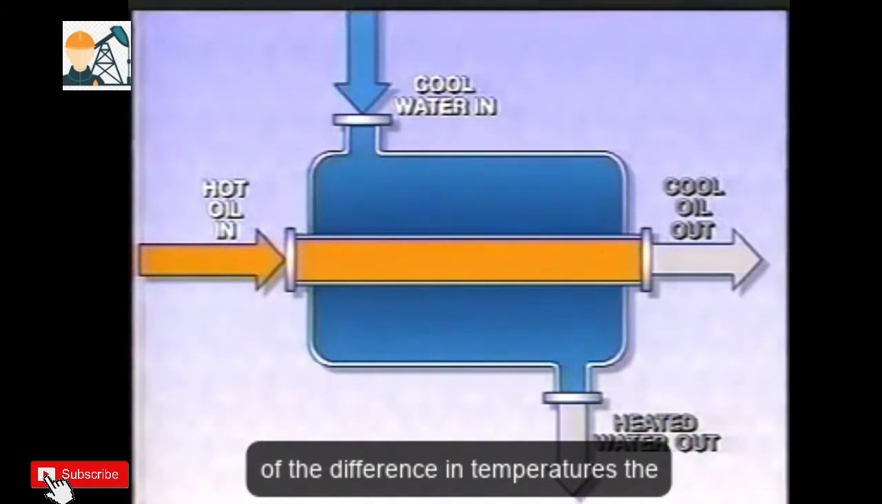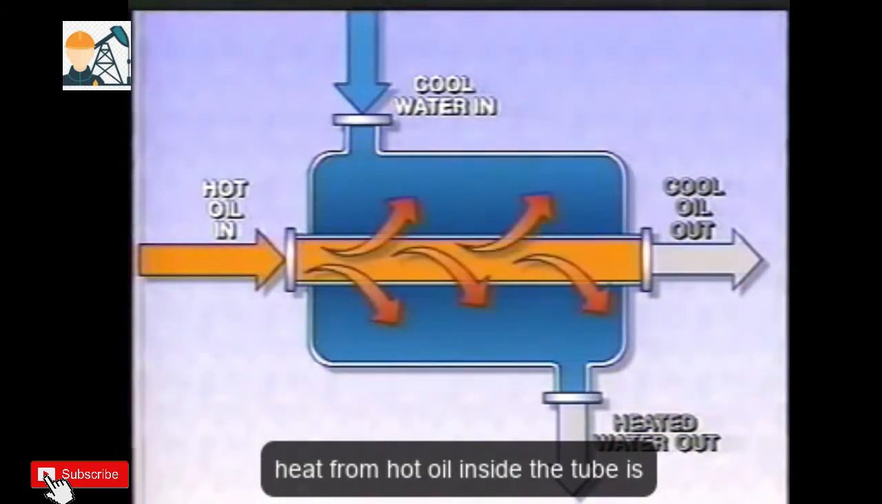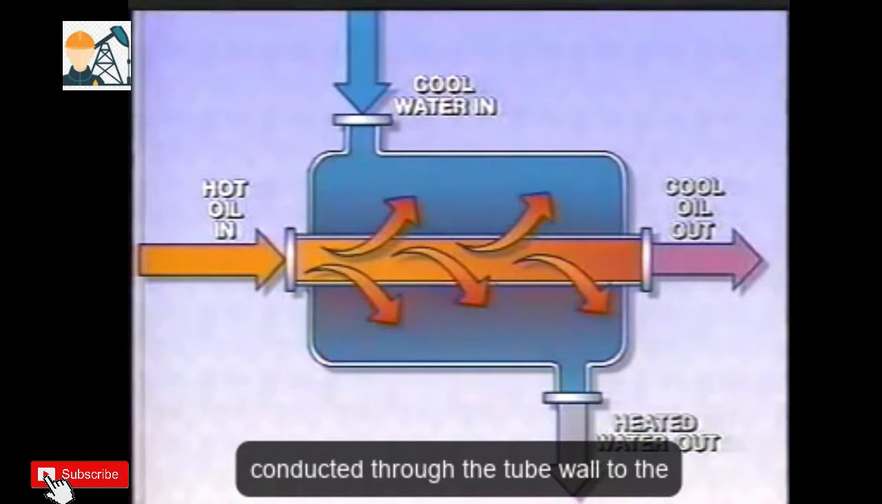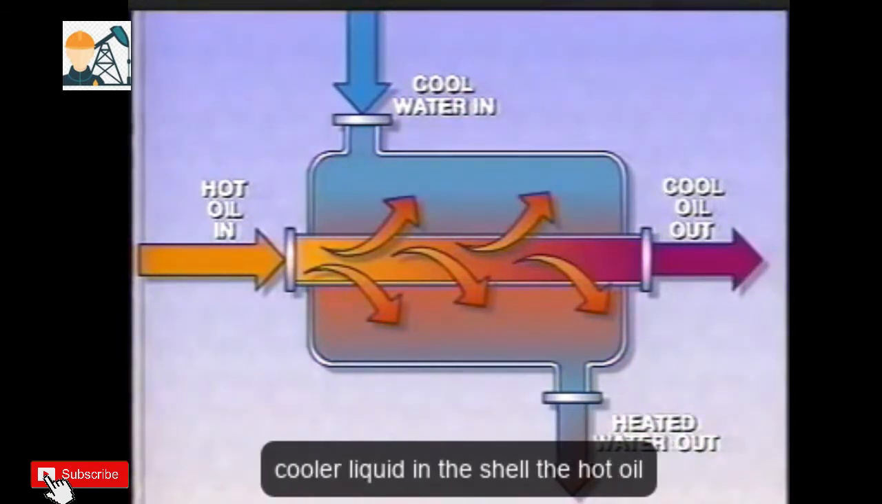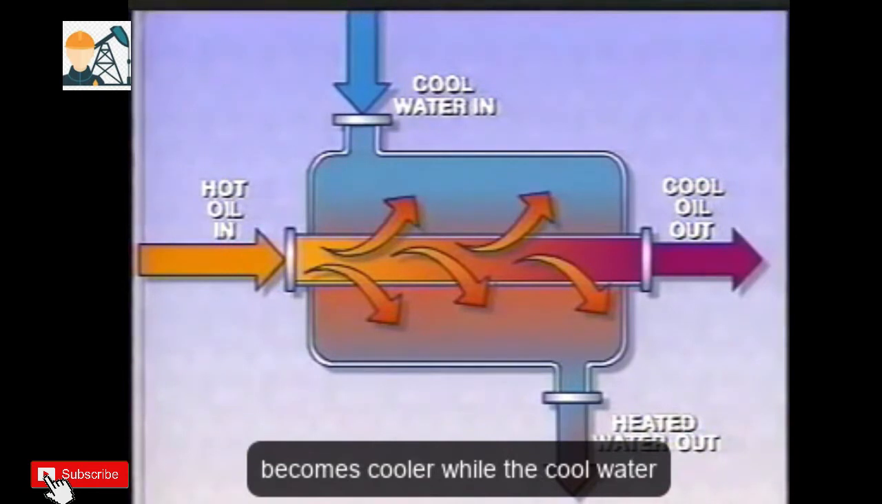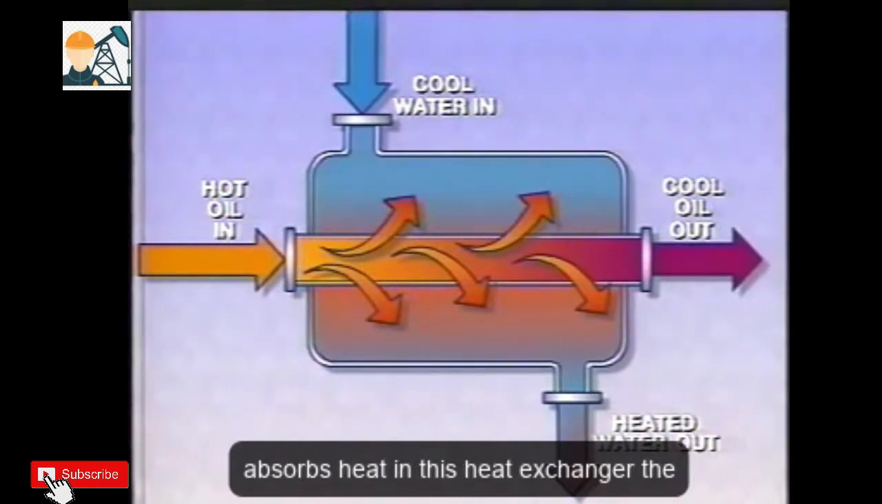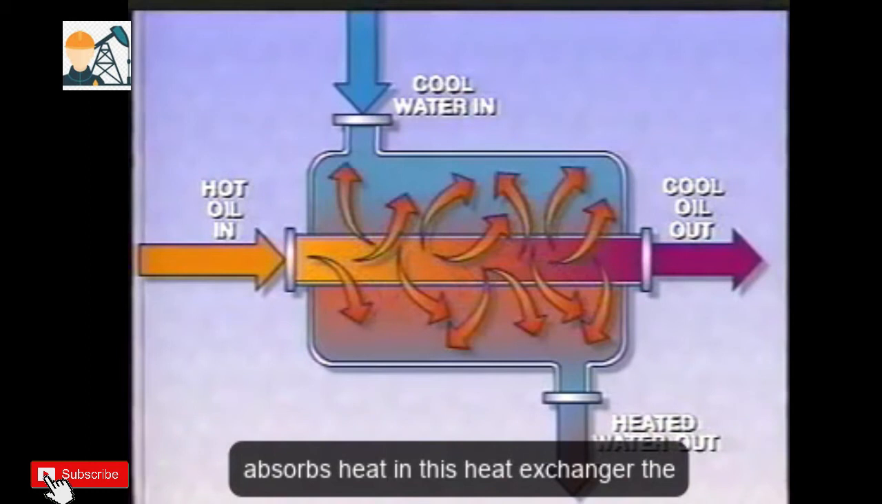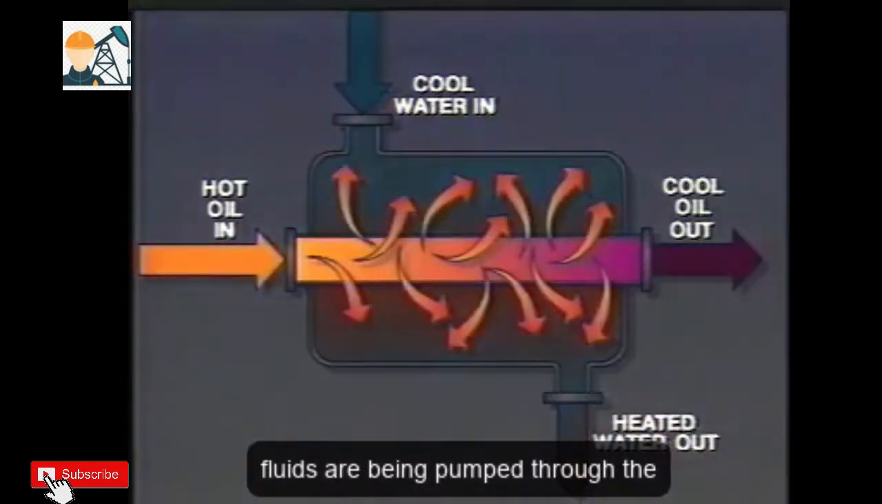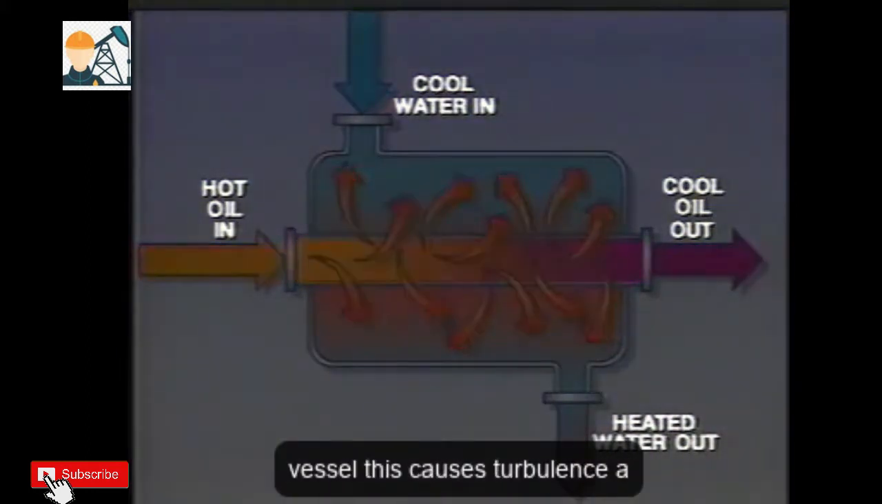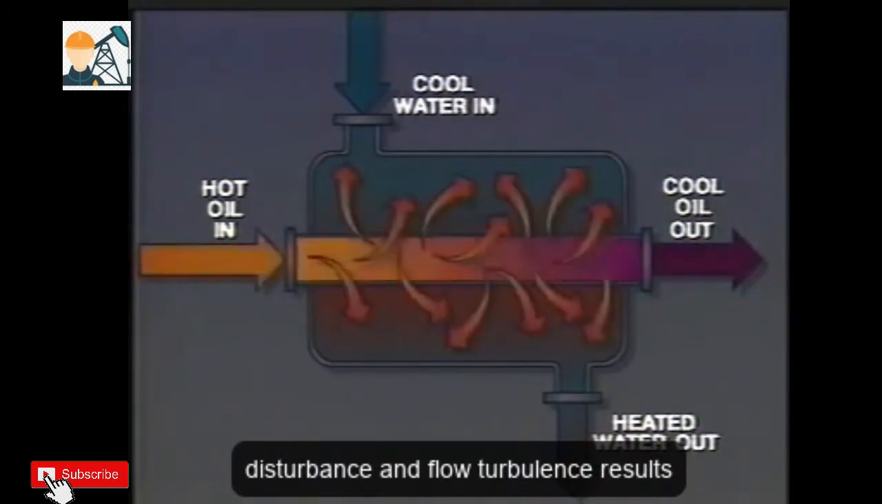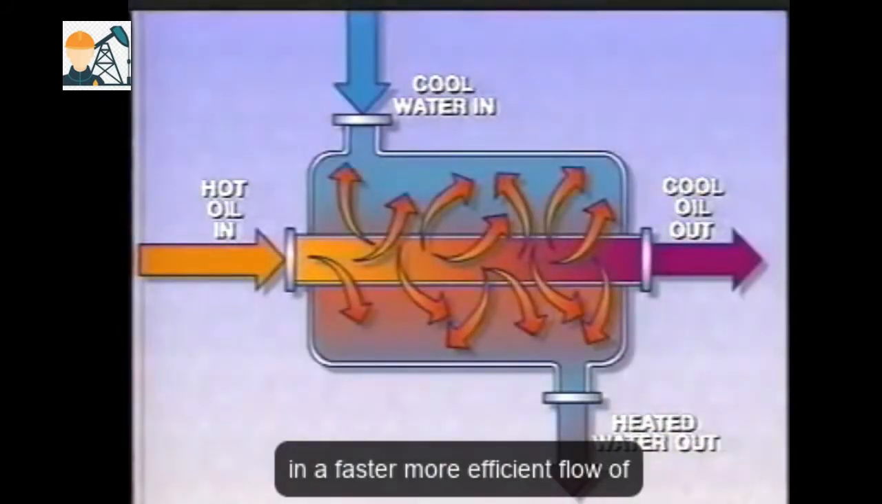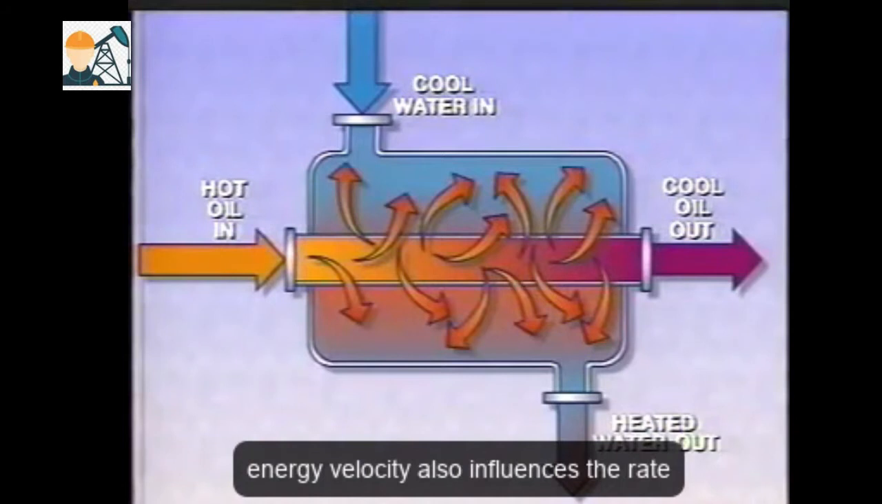Because of the difference in temperatures, the heat from hot oil inside the tube is conducted through the tube wall to the cooler liquid in the shell. The hot oil becomes cooler while the cool water absorbs heat. In this heat exchanger, the fluids are being pumped through the vessel. This causes turbulence, a disturbance in flow. Turbulence results in a faster, more efficient flow of energy.